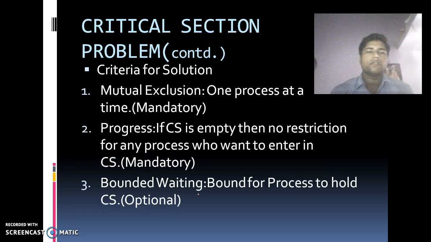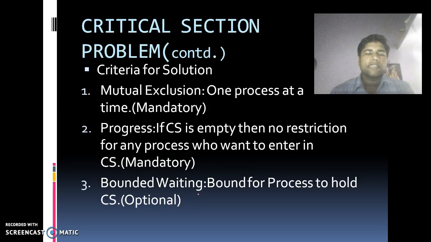Now, there are three criteria which every solution must follow, so that we can say that this is the solution. Firstly, mutual exclusion. It means that at a point, only one process should enter the critical section. There cannot be more than one process in the critical section at the same point of time. It is a mandatory criterion and it should be followed.